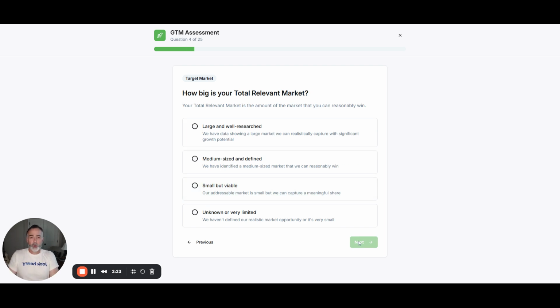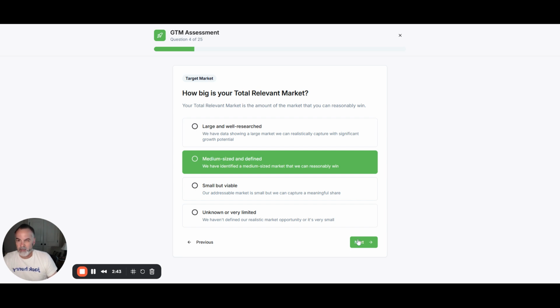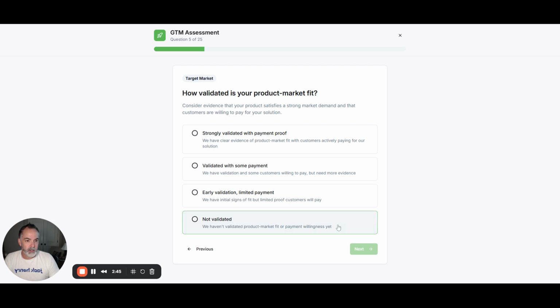How big is your total relevant market? Now, what you're used to hearing is total addressable market. This is your total relevant market, or the amount of the market that you can reasonably win. Most people focus on the entire market, and that's not the market. You're just not going to go out and get 100% of market share like someone like an NVIDIA might do. So we're going to say that they have a medium-sized market. It's a good size. They've done their research.